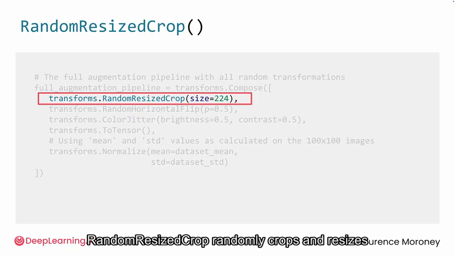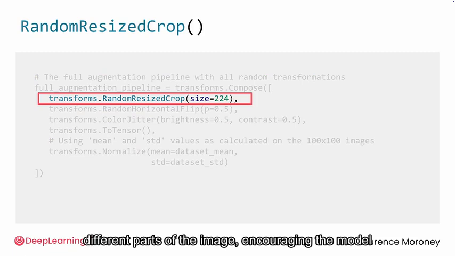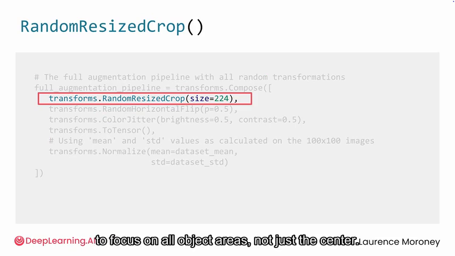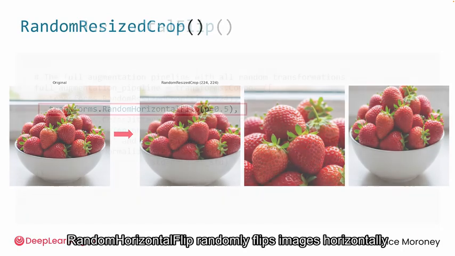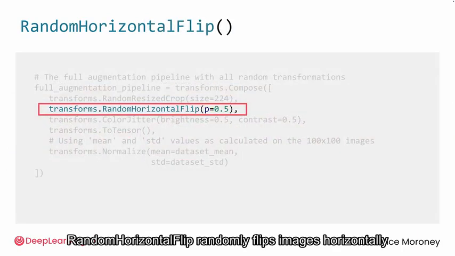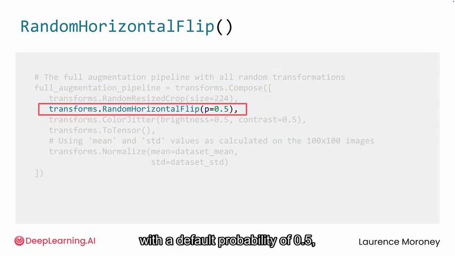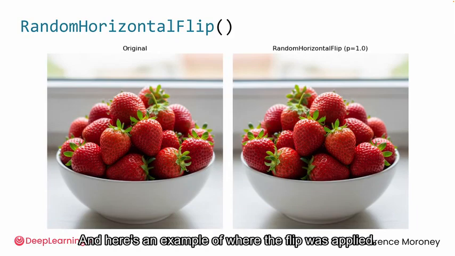Random resized crop randomly crops and resizes different parts of the image, encouraging the model to focus on all object areas, not just the center. In this example, TorchVision randomly cropped the original image and resized it to individual 224 by 224 images. Random horizontal flip randomly flips images horizontally with a default probability of 0.5, and this can help the model learn objects can appear in either direction. And here's an example where the flip was applied.